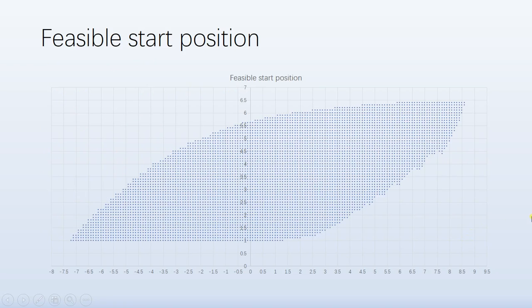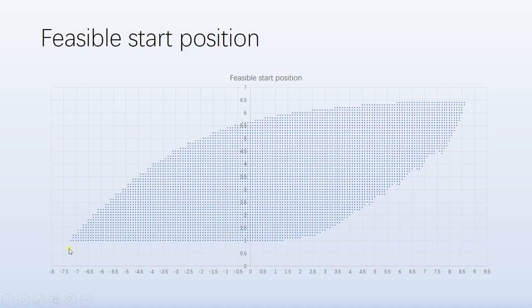To find the feasible start positions, I use Eclipse to try all the combinations of x0, y0, r1, r2, and alpha, and check whether they satisfy the constraints. Once they satisfy the constraints, I print out the x0 and y0. Then I import all the x0 and y0 into Excel, and I got a figure like this. In this figure, each tiny point represents a feasible start position.